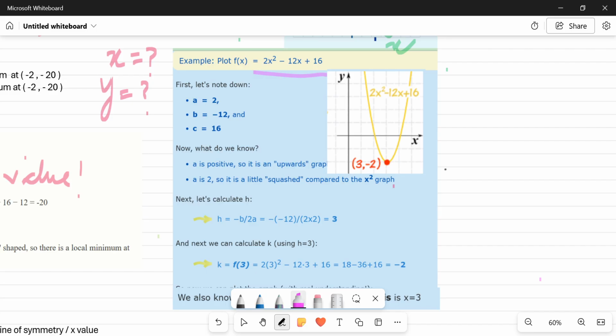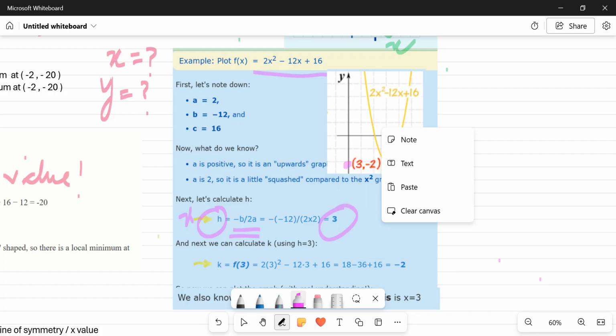Now, how are you going to calculate the h value, meaning the x value? The formula you need to apply is minus b over 2a. 3 is the x value, and how are you going to find the y value? k is basically y. So here it is minus 2, and the x value on the x-axis is 3. So we have found it's a minimum value, with a positive a, and x is 3 and y is minus 2.